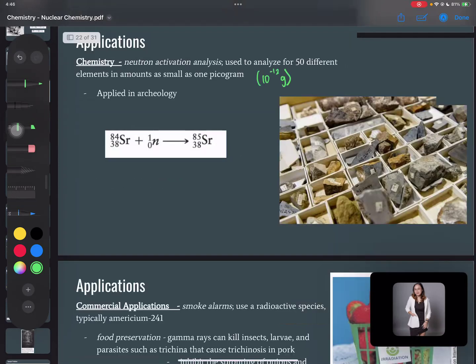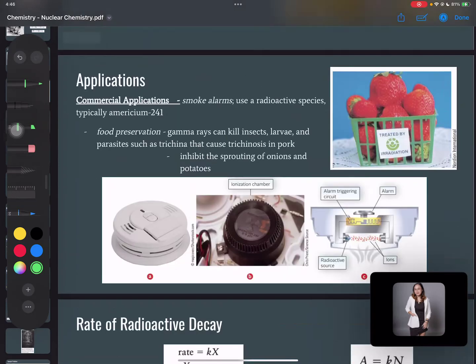Other is for commercial applications, like in smoke alarms. Smoke alarms have americium, typically americium-241, and that tiny amount of isotope is placed in the ionizing chamber where it decays or ionizes air molecules within the chamber. With the influence of a potential applied by a battery, those ions would move across the chamber producing electrical current.